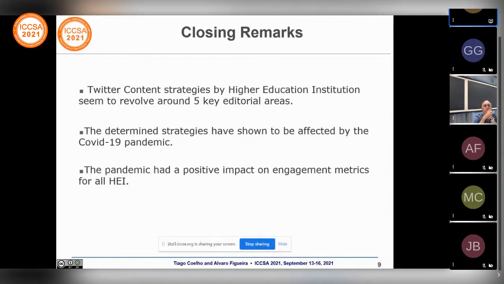Based on the previous results, we were able to conclude that Twitter content strategies by higher education institutions seem to revolve around 5 key editorial areas: events, health, research, education, and image. In regards to those areas, we can see that health and research during the study period had opposing trends, one going from most represented topic to the least represented topic, and another going from the least represented topic to the most represented topic. This could be, as previously stated, by the high levels of semantic similarity, but also because of the current pandemic situation in which most of the research efforts are being placed within the health spectrum, mostly directed towards the COVID-19 pandemic.